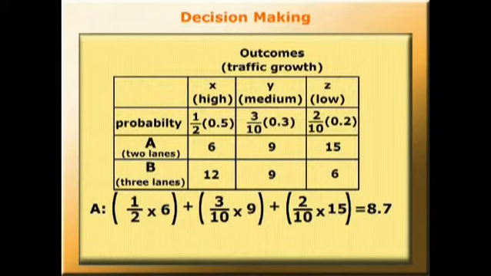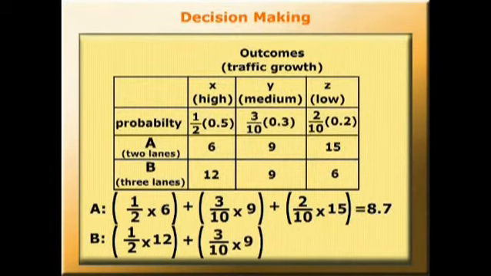We'll perform a similar calculation for the expected benefit from doing B. This time there's a 50% chance that X will turn up again, but this time the expected benefits are 12. So a half times 12, now look at Y, plus 3/10 times 9. Now look at Z, plus 2/10 times 6. If we add all this up, we get 9.9. So the expected benefit from doing B is higher than the expected benefit from doing A. So under these assumptions, we would do B, the 3-lane carriageway.